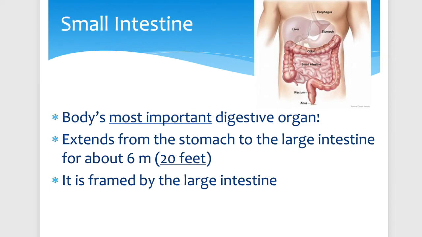It's about 20 feet in length, and it's going to extend from the stomach and be all twisted up here until it joins the large intestine, which we see framing the small intestine. Now, the small intestine is actually longer than the large intestine, but the reason why it's called the small intestine is because of its diameter. It's only about 1 inch in diameter, where your large intestine is about 3 inches in diameter. So their name comes from the diameter rather than the length.